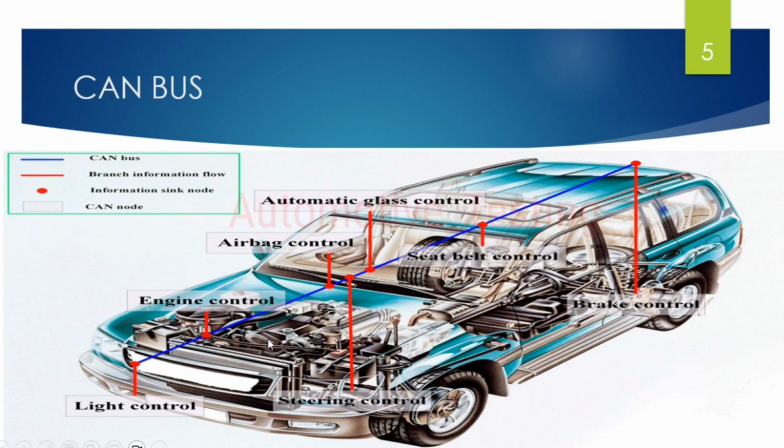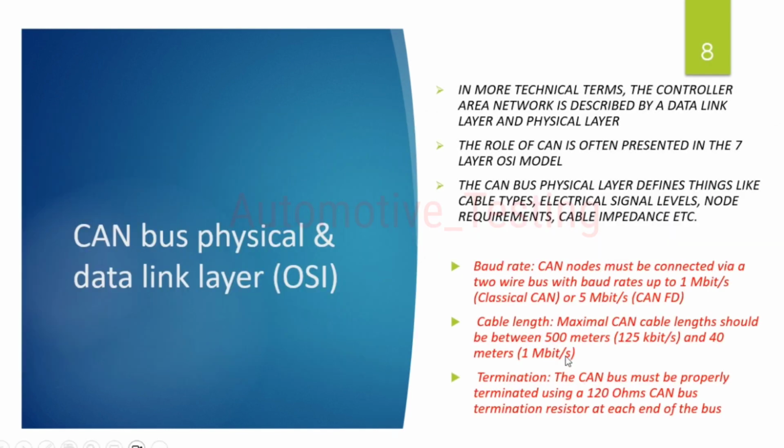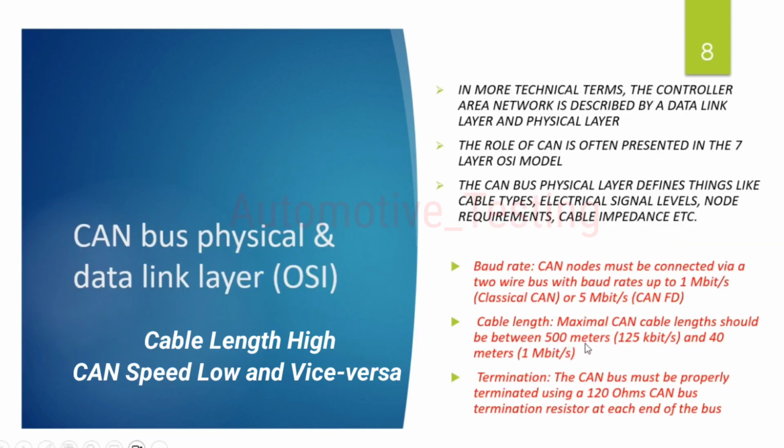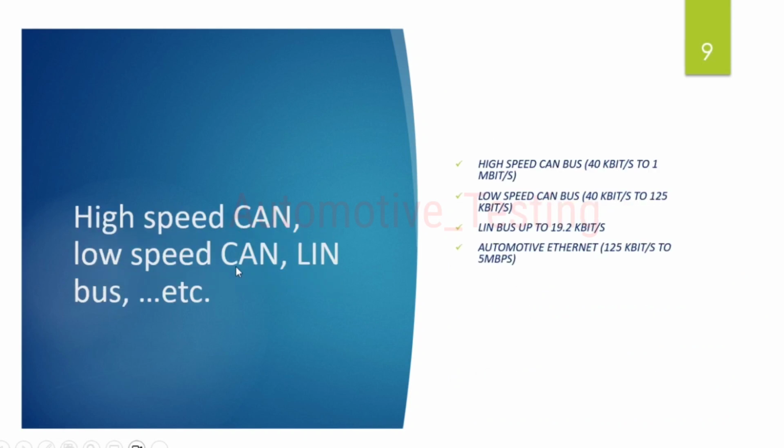And cable length. Cable length means this CAN bus length. Its length varies between 500 meters and up to 40 meters. And termination means the CAN bus must be properly terminated using a 120 ohm CAN bus termination resistor at each end of the bus.